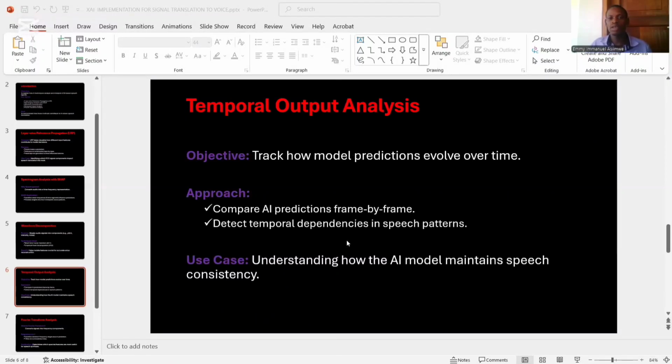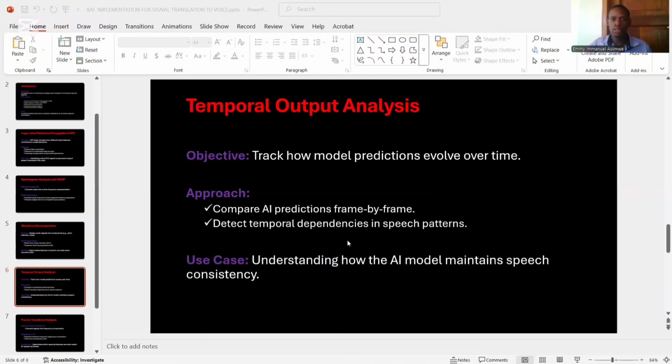What was the value? What was the use of this analysis? We were able to understand how AI maintains speech consistency. The temporal output analysis helped us maintain our speech consistency. The model we developed was able to be consistent in providing accurate results. The results are always the same, and we're able to spot a pattern for each video.